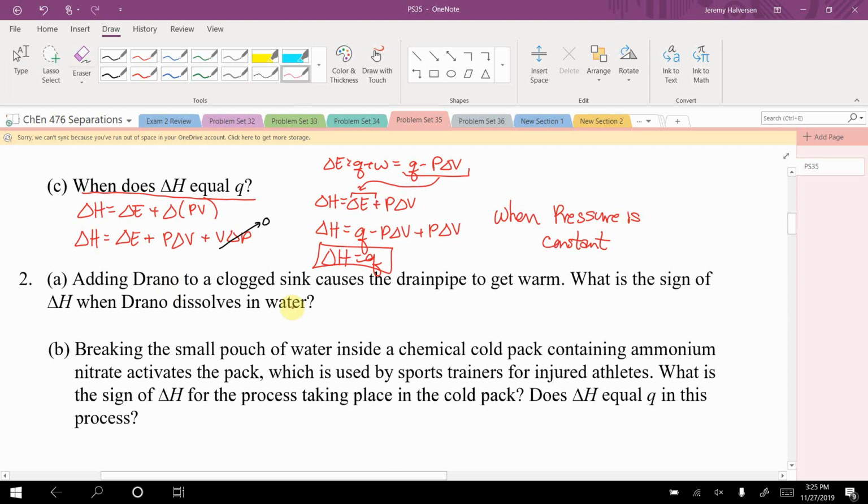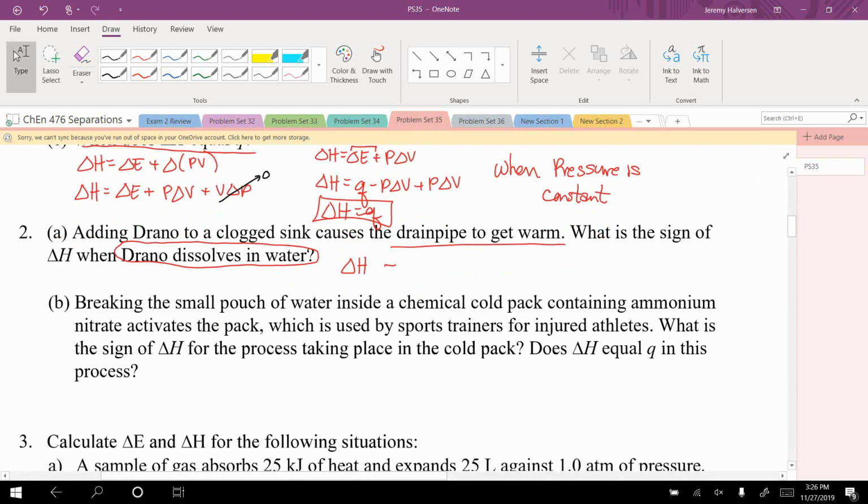So I've got a drain, it's clogged, I put Drano down it, and the pipe gets warm. Well, is the Drano dissolving? So this is the system. Drano dissolves in water. That's my system. That means my drain pipe is what? My drain pipe is not my system, it's my surroundings. So my surroundings are getting warm. That means my system must be releasing energy, which means delta H is going to be negative, because it's releasing that heat, which is getting absorbed by the pipe, which is why the pipe gets warm.